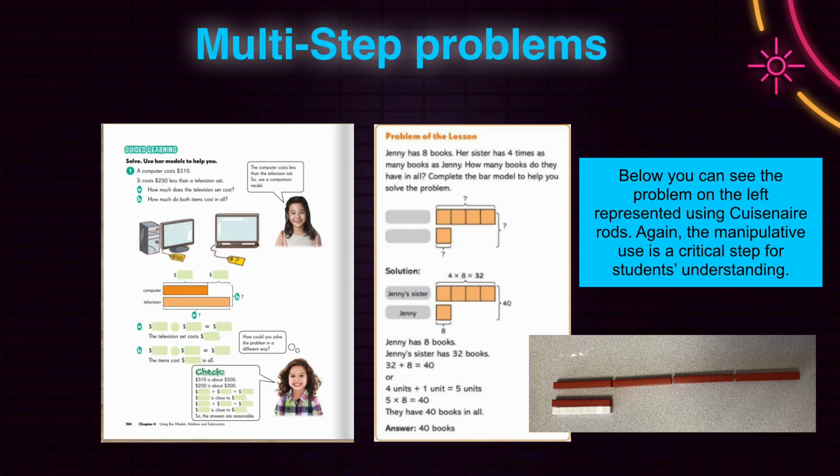On the right, the problem of the lesson is a multiplicative comparison. I used Cuisenaire rods to model it, so that it is clear that the 1 brown rod represents Jenny's 8 books, and the 4 brown rods represent Jenny's sister's books. Once students have represented the problem with the rods, they can then draw the rectangles to match and write the equations.